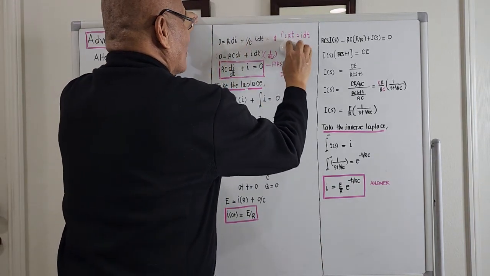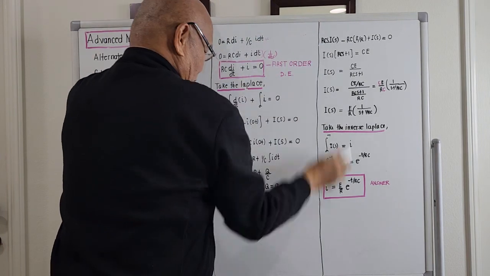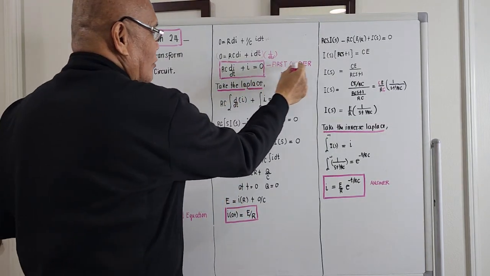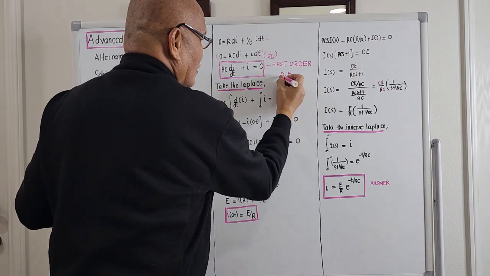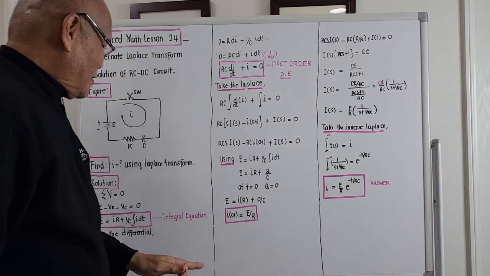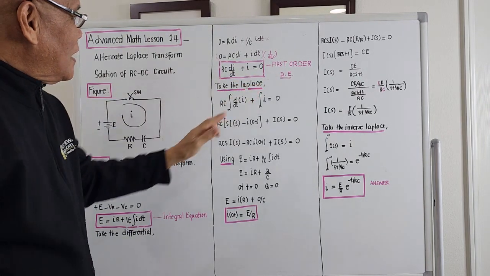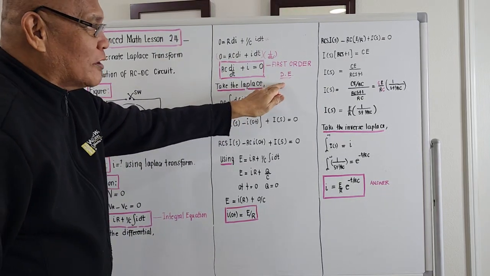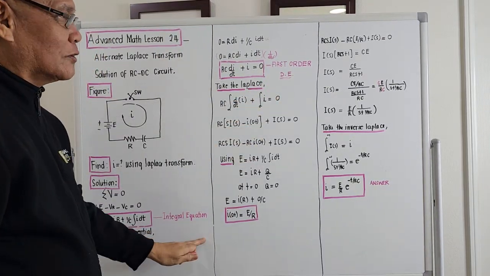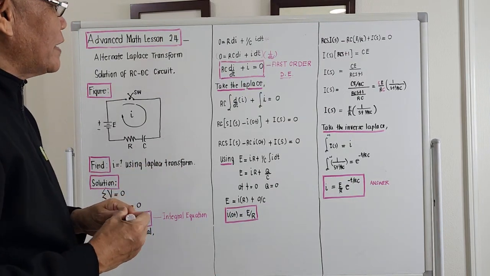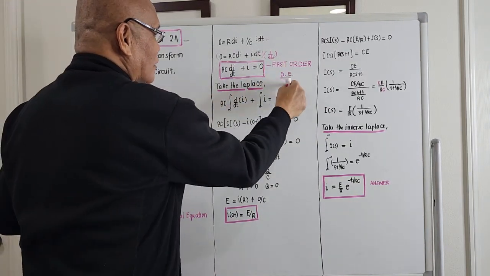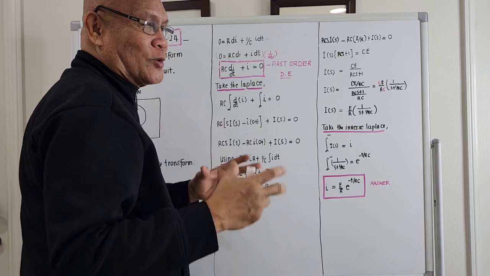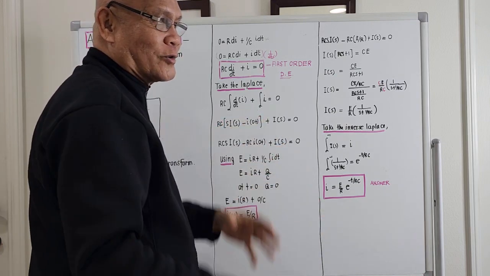I will erase this one so it will look nice. What comes out after the manipulation is now a first order DE, meaning differential equation. You see the difference now? After taking the differential of all the terms, what comes out is a first order differential equation. So we eliminated the integral equation, and we can now proceed with the solution, the so-called alternate solution.